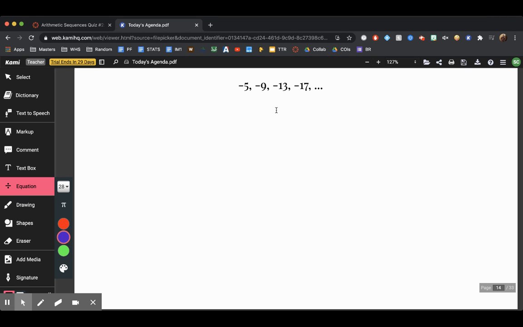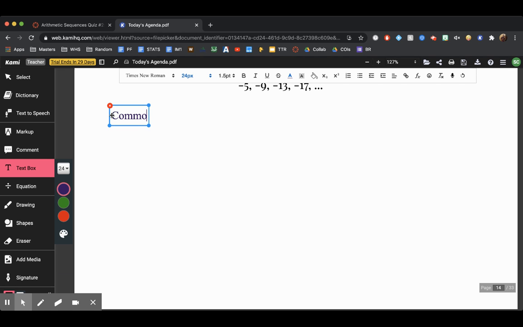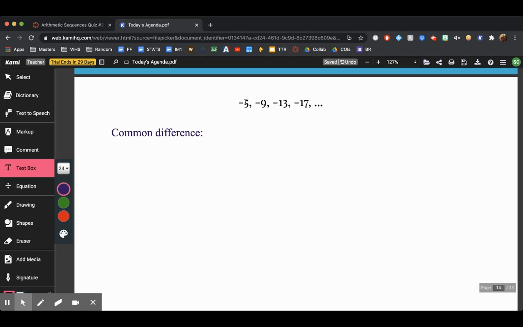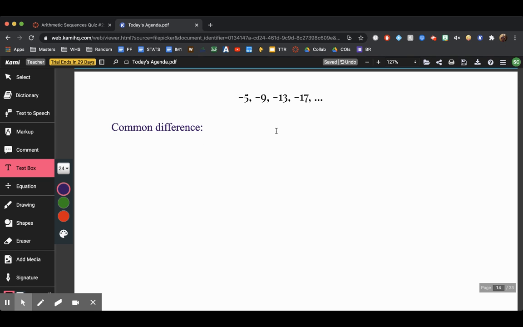Okay, so today you will be taking a quiz on arithmetic sequences, but before we do that, let's go ahead and review one example. When we are working with arithmetic sequences, there's a couple things that we find. First, we have to find the common difference. The common difference is the number that we add or subtract to go from one term to the next. So it's basically the pattern that is going on in the sequence.